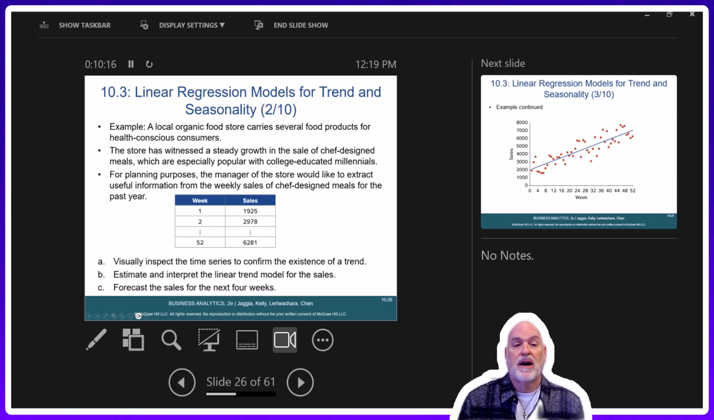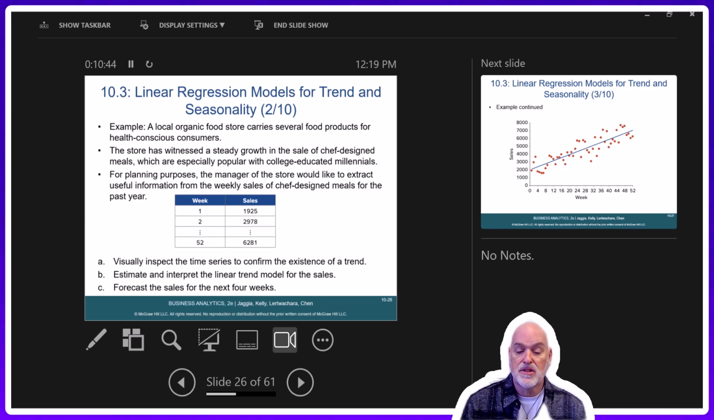How about linear regression models for trend and seasonality? Example, a local organic food store carries several food products for health-conscious consumers. The store has witnessed a steady growth in the sale of chef-designed meals, which are especially popular with college-educated millennials. For planning purposes, the manager of the store would like to extract useful information from the weekly sales of chef-designed meals for the past year.